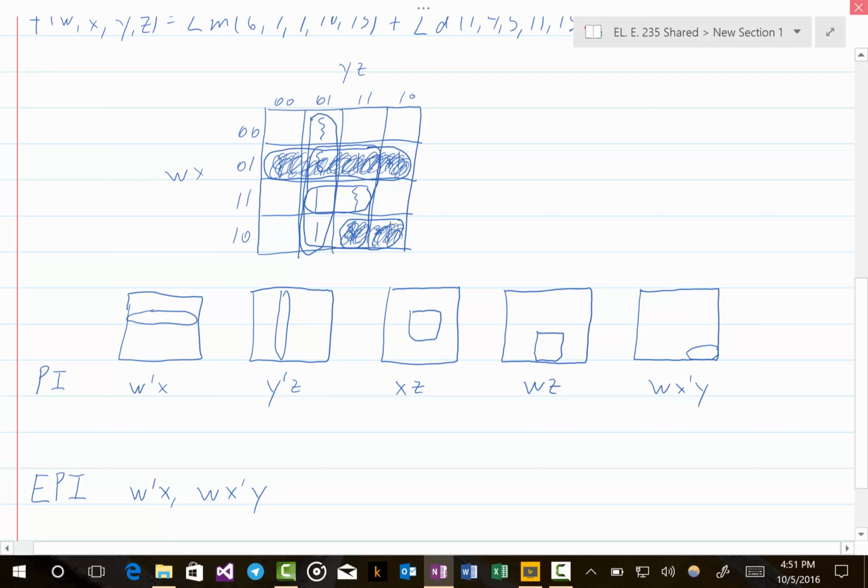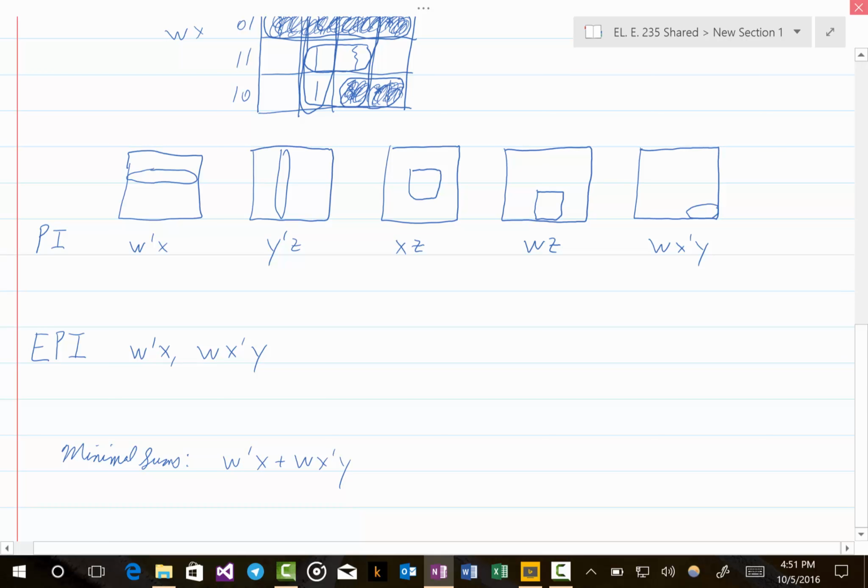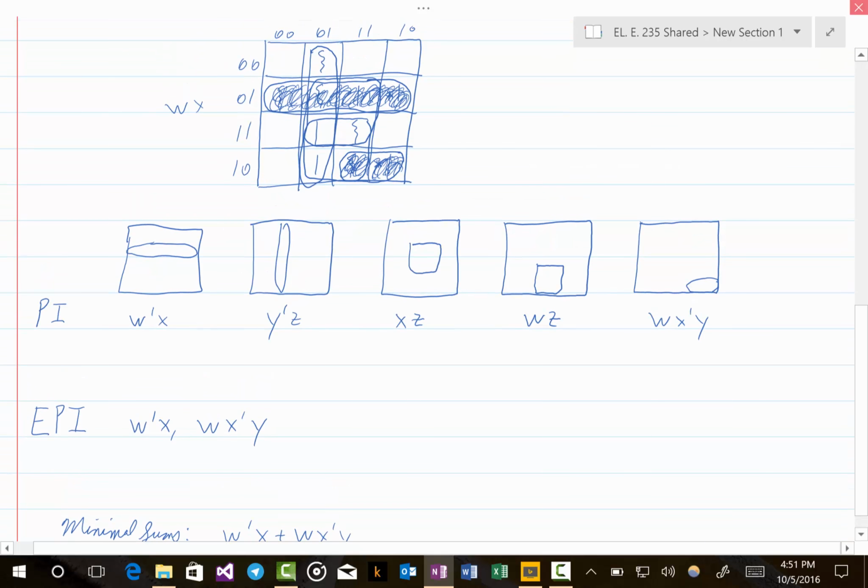And so now we ask ourselves, what remains to be done? The only 2 remaining 1 cells that must be accounted for are these 2 right here. In other words, cell 9 and cell 13. Those 2 are not yet accounted for in these 2 terms, and so we have to find the most efficient ways of accounting for those 2 terms.